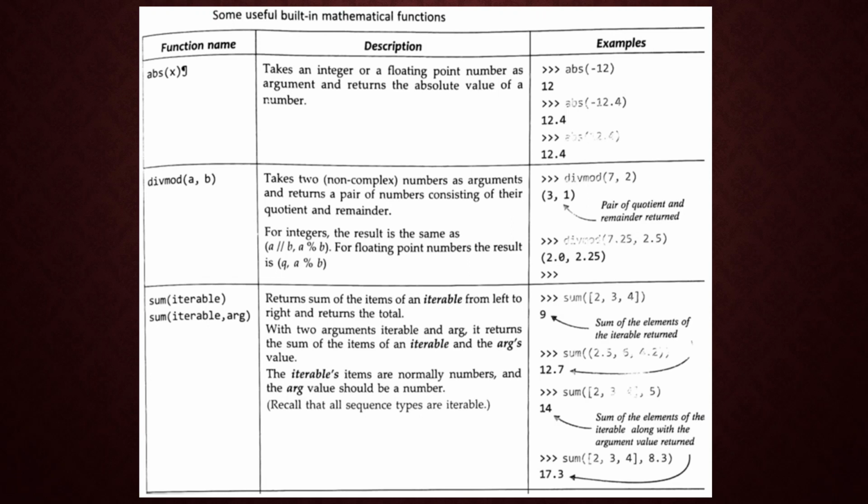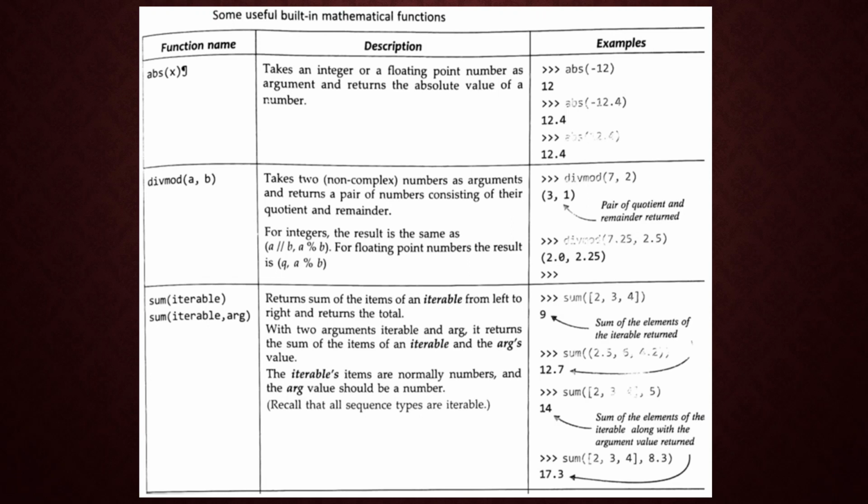With two arguments, iterable and argument, sum returns the sum of the items of an iterable and the argument's value. The iterable's items are normally numbers and the argument value should be a number. Say sum of 2, 3, 4. So now it returns the sum, which is equal to 9. So the sum of the elements of the iterable is returned.